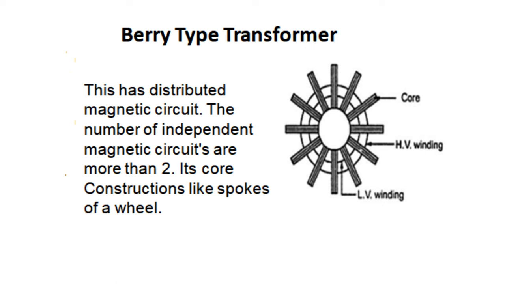Coming to the last one, berry type transformer. It has a distributed magnetic circuit. The number of independent magnetic circuits is more than 2. The construction of berry type transformer looks like the spokes of a wheel, as shown in the figure.